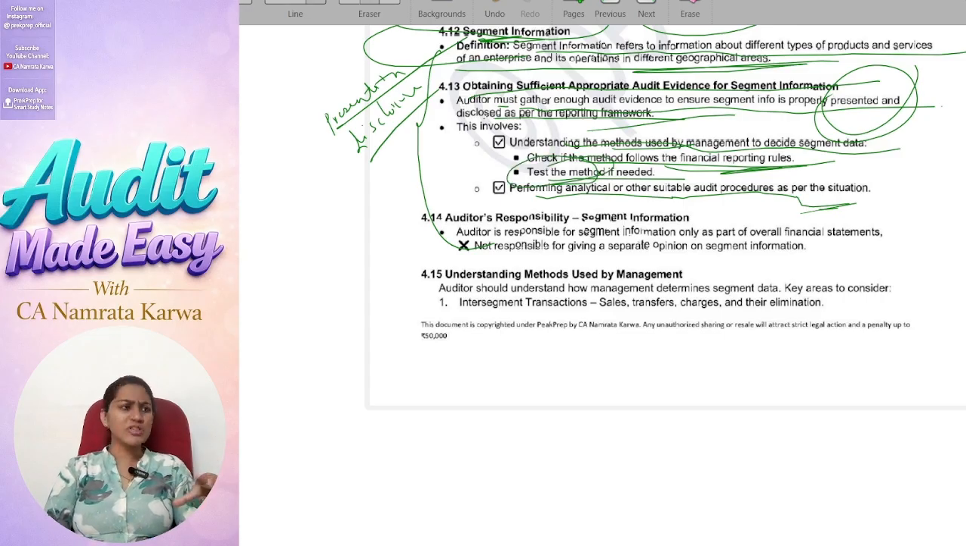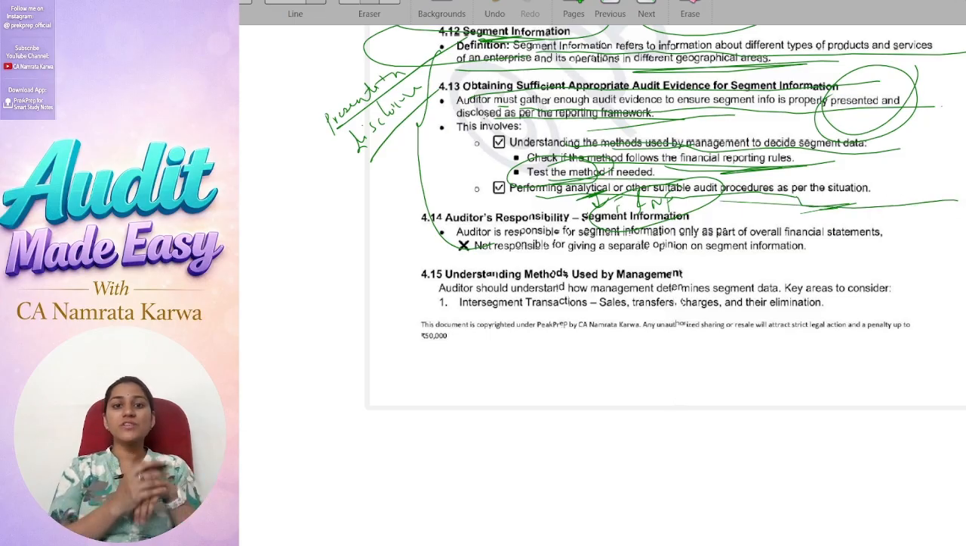Testing the method simply means that you are checking one of the entries or something like that, to see what exactly the method is that they have used. And perform analytical procedures, guys, comparing financial and non-financial data. Compare the gross profit margin of last year and this year, what exactly is happening, whether the data accumulated this year as segment information is accurate, whether it is reasonable or not. Or other suitable audit procedures as per the situation.